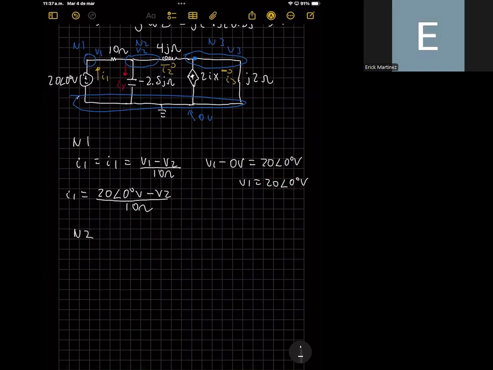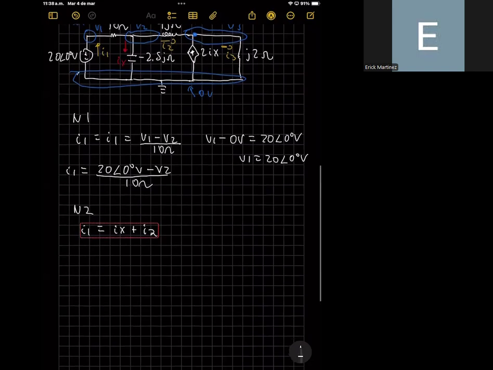So if you analyze node number 2, you can see that I1 is the current that is entering this node. But the current that is leaving is Ix plus I2. Remember that according to the Kirchhoff current law, the current that is entering a node should be equal to the currents that are leaving that node. So here you can see that I1 is entering node number 2, and Ix is leaving node number 2, as well as I2 is leaving node number 2.